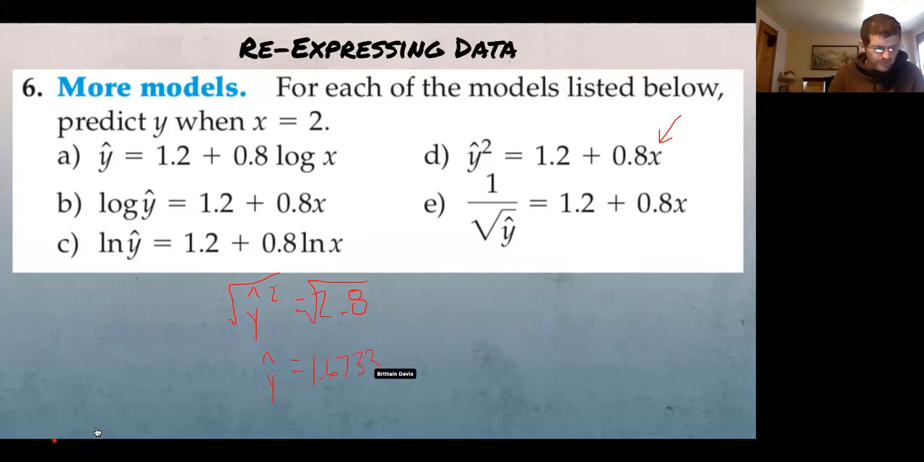1.6733. So you have some kind of weird inverse square root function going on with this last one. When I plug 2 in, I'm going to get 2.8. But I'm going to get 1 over the square root of y hat. What should we do?